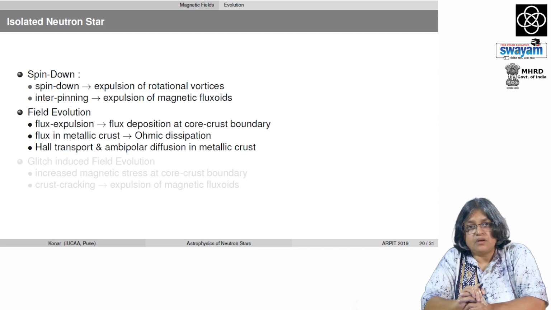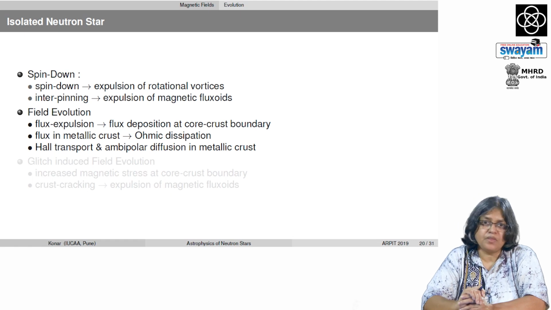Now, once the flux has been expelled to the metallic crust, it gets deposited at the core crust boundary and it can undergo ohmic dissipation. And there might also be Hall transport and ambipolar diffusion in the metallic crust. So, therefore, spin down induced flux expulsion and subsequent field evolution is a possibility of changing the magnetic field of isolated neutron stars.